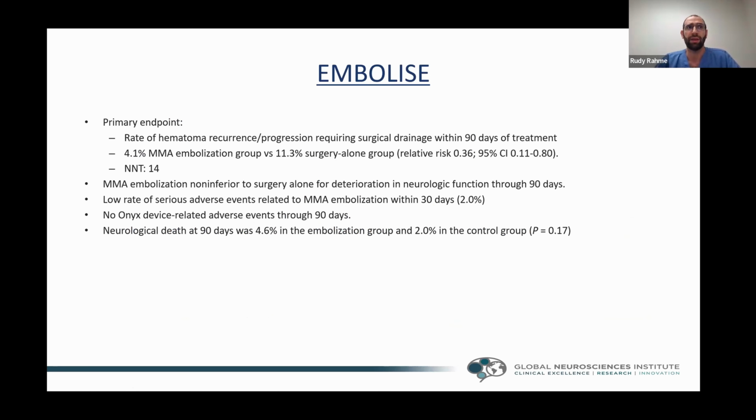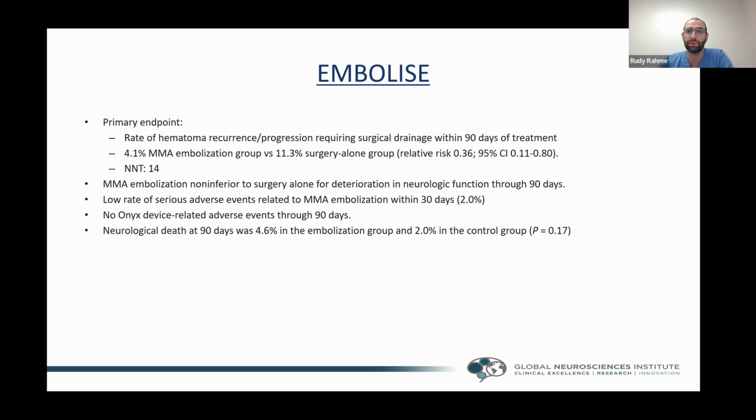Two of these trials, EMBOLISE and STEM, gave their interim results at the International Stroke Conference in February of this year, and they were very, very positive and encouraging. For EMBOLISE, which had 600 patients, the primary endpoint was rate of hematoma recurrence or progression that required surgical drainage within 90 days of treatment. This was 4.1% in the embolization group and 11.3% in the surgery alone group, which is a relative risk of 0.36. It's statistically significant.